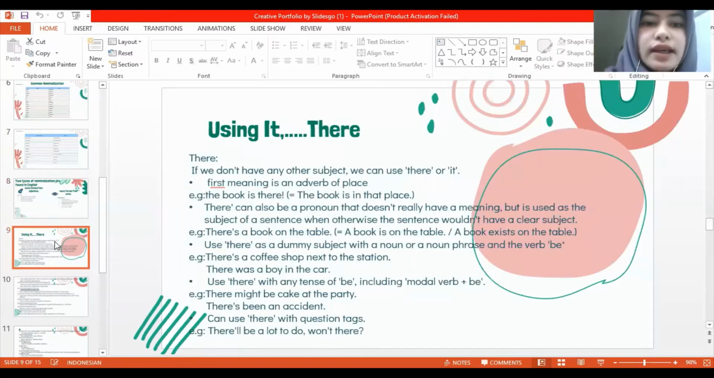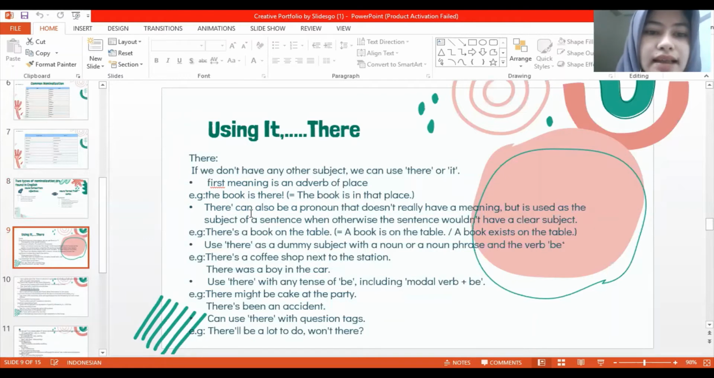The next content is using it and there. If we don't have any other subject, we can use there or it. The first, there. We can use it first to mean an adverb of place. For example, the book is there. It means the book is in that place.